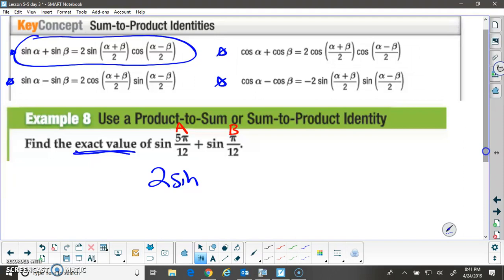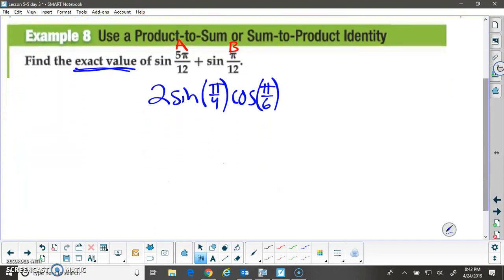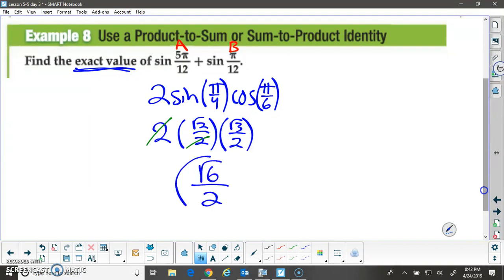And then if you divide that by 2, we're going to get pi over 4. Then cosine of (a minus b) divided by 2 is going to give us 4/12 pi, which is just a third of a pi, divided by 2 gives us 1/6 pi. So now we can just use the unit circle, and we can change that sine of pi over 4 into root 2 over 2. We can change that cosine of pi over 6 into a root 3 over 2. And now I can simplify this by canceling those 2's, and our answer would be root 6 over 2.